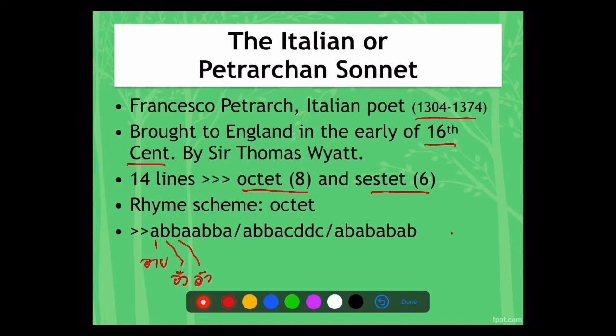Lines 1 2 3 4, then 1 2 3 4. So this one is 8 lines, A B B A, and you can also change the second part into C D D C, another vowel sound, a different rhyme. So the options are A B B A A B B A, and then the next pair, A B B A C D D C, and the next, A B A B A B A B.